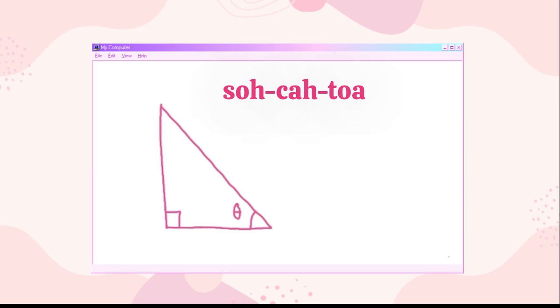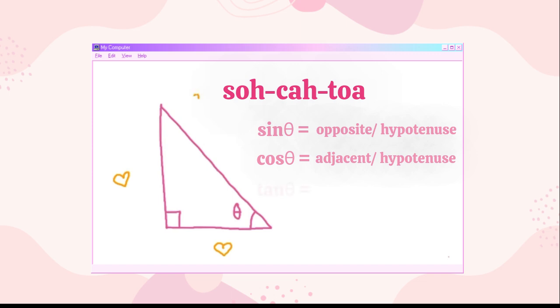Picture a right triangle. One of the angles is 90 degrees and the other two are smaller angles we can work with. Let's focus on one of them and call it theta. Now, to figure out how the sides relate to that angle, we use something called SOHCAHTOA. It's a handy mnemonic to remember the definitions of the three main trig functions: sine, which is opposite over hypotenuse, cosine, which is adjacent over hypotenuse, and tangent, which is opposite over adjacent.